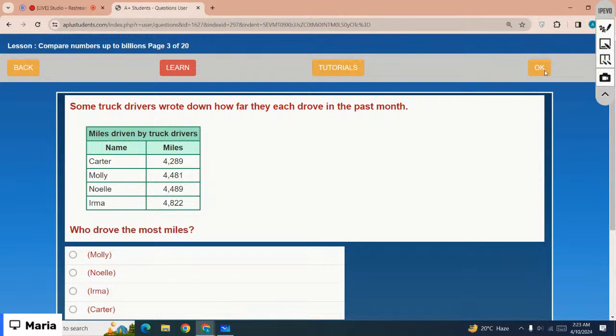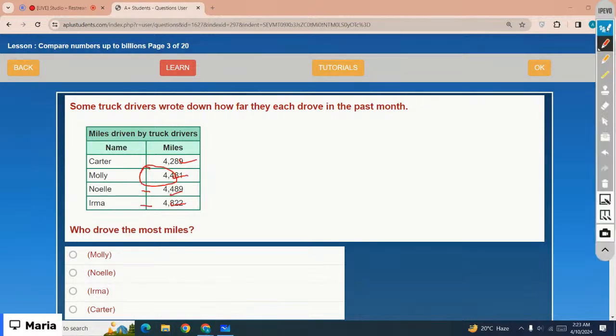4,289, 4,481, 4,489, and 4,822. Which is the correct option? Irma is the correct option. 4,822 is the correct option. Option number 3 is the correct option.